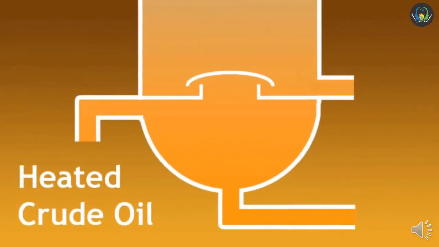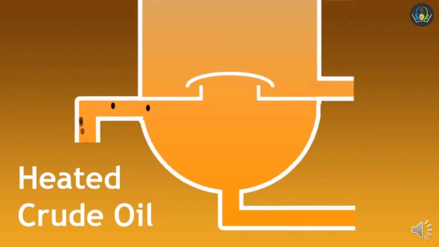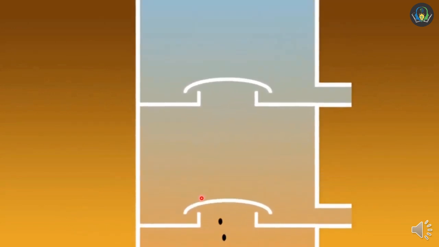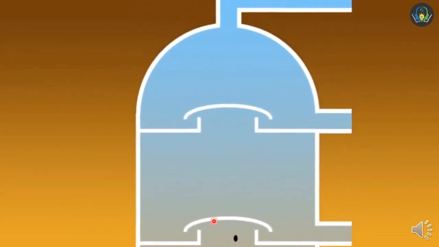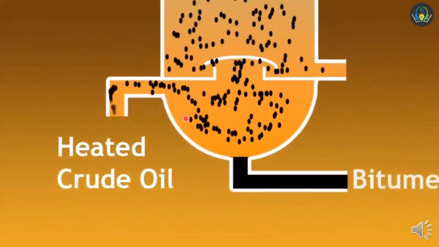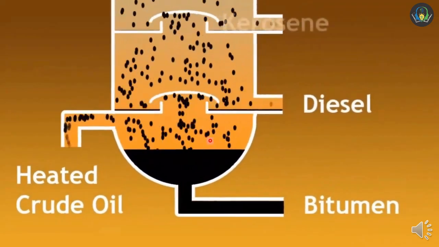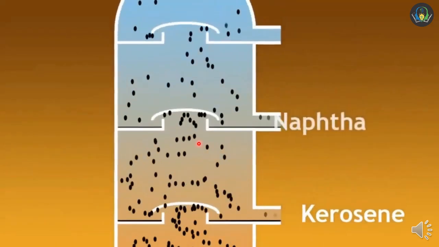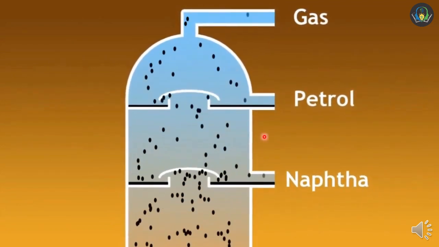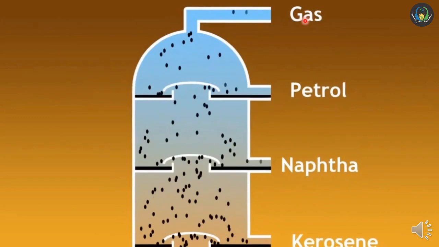Let's have a look at the fractional distillation, which is a part of refining. First of all, the crude oil is heated from this particular place, and then after it travels upwards. Now here the temperature will be 400 degrees and the molecules will keep on going higher and higher. As we go higher, the temperature is less. We will be getting various products as we go higher, beginning from bitumen, diesel, kerosene, naphtha, petrol and petroleum gas.